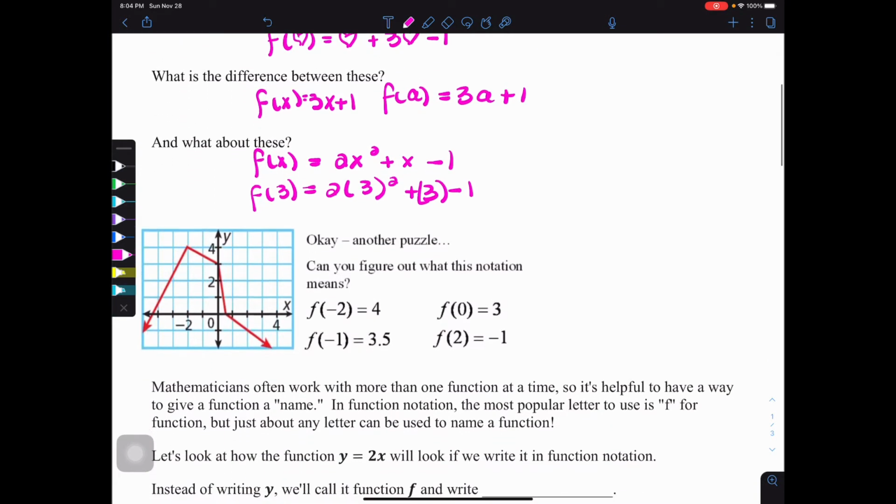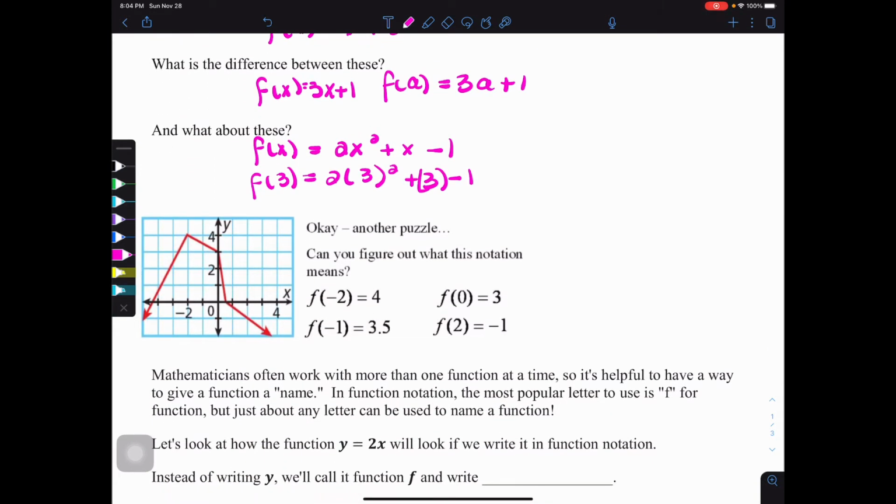Okay, here's another puzzle that I want you to look at. Can you figure out what this notation means? I want you to pause the video for this one, take a look at the puzzle, and see if you can figure out what this notation means. Okay, now that you've had time to look at that other puzzle, I labeled on the graph what the puzzle was showing you.